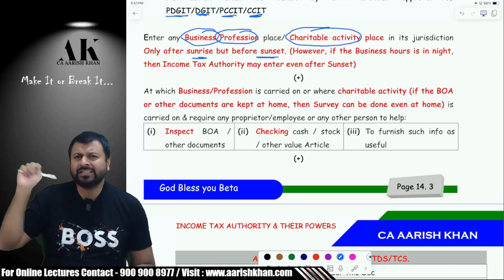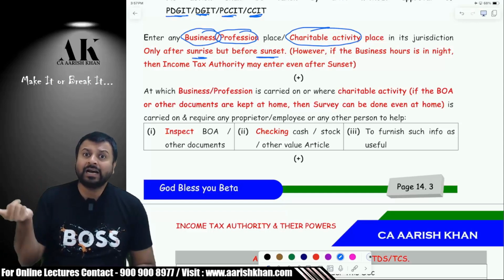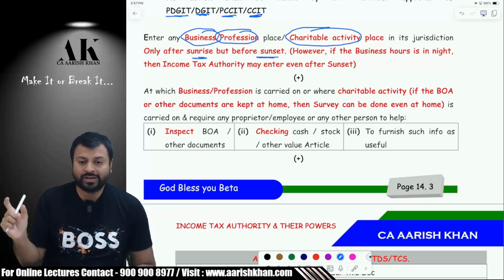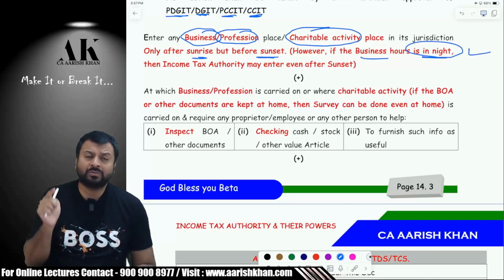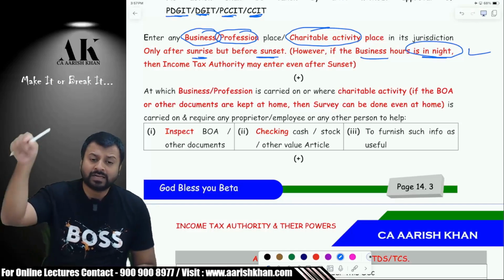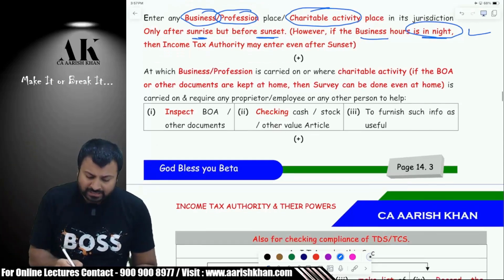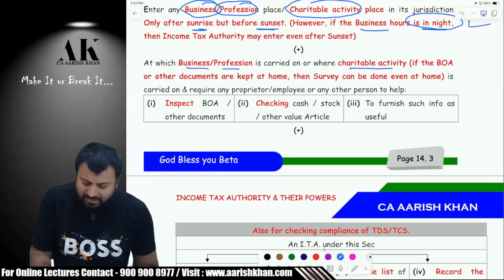Now they cannot enter in the night unless your business hours are also in the night. If the business hours are in the night, then they can enter your business place, profession place or charitable place even in the night also, okay. Again I am saying they will enter your business place, profession place or charitable activity place.